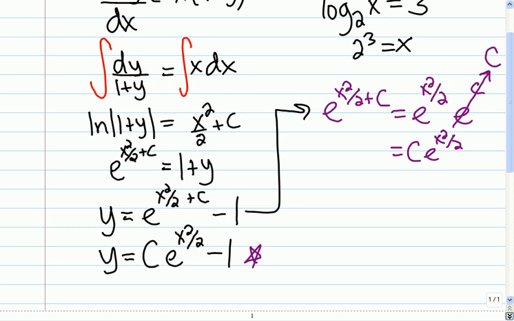Okay, so this would be the answer. We would leave this as the general solution. We'd have to know something about the original function in order to recover the constant.